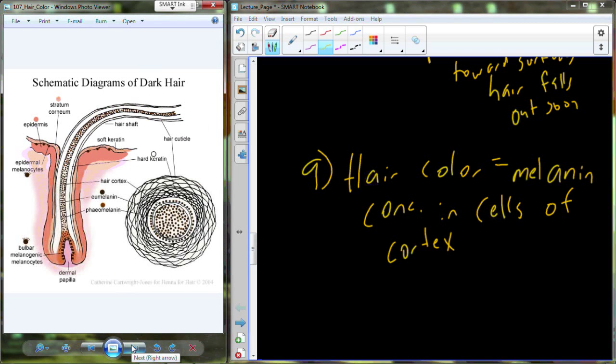So this is just a schematic, if you will, of the hair color. Here's our cortex, and that's where we concentrate our melanin, both eumelanin and pheomelanin, to give different tones and depths of hair color. So obviously, darker hair color is going to be higher amounts of that eumelanin, which is very black. Lighter hair color is going to be more along the lines of higher pheomelanin concentrations. And then some of us who are turning gray have very, very low concentrations of both.